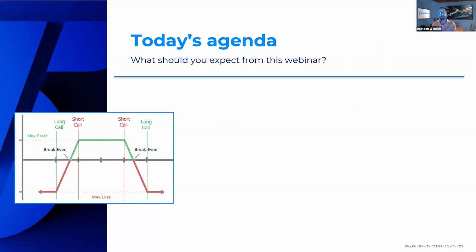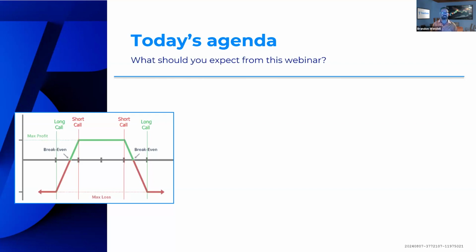Great. Well, what we're going to talk about, as Jesus mentioned, is condors and butterflies. And this is going to be a little bit different than what you might have heard before, because in the previous webinars that you had through TradeStation, they were talking about iron condors and iron butterflies, and we're going to be discussing condors and butterflies.